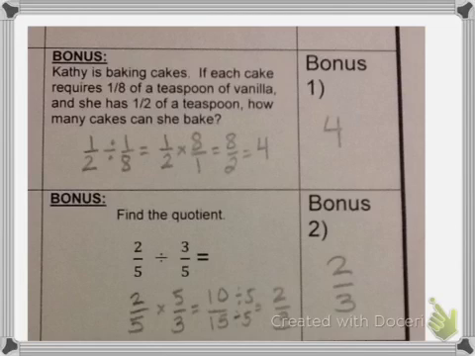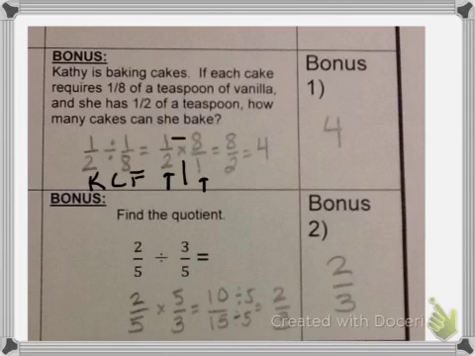Alright, Kathy is baking cakes. If each cake requires 1/8 of a teaspoon of vanilla, and she has a 1/2 of a teaspoon, how many cakes can she bake? Well, she has a 1/2 and she wants to make groups of 1/8. That's division. And then we're going to keep change flip. Keep the first fraction as 1/2. Change the division to multiplication, and flip my second fraction around to 8/1.